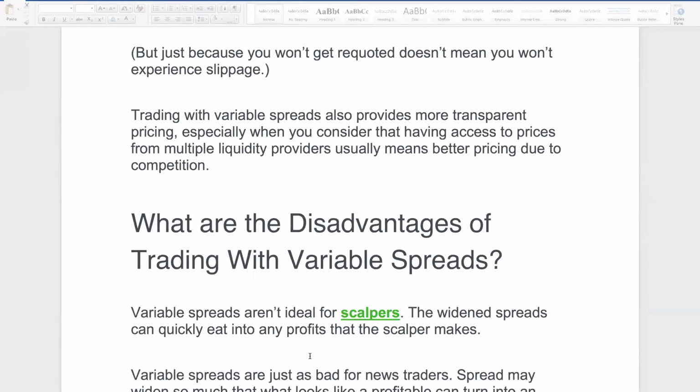What are the disadvantages of trading with variable spreads? Variable spreads are not ideal for scalpers. So now what you should do is know what type of trader you are. Are you a scalper? Are you an intraday trader? Are you a swing trader? Are you a position trader? This will help you to know what type of broker you need to use.